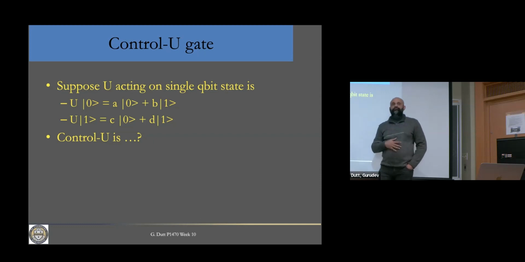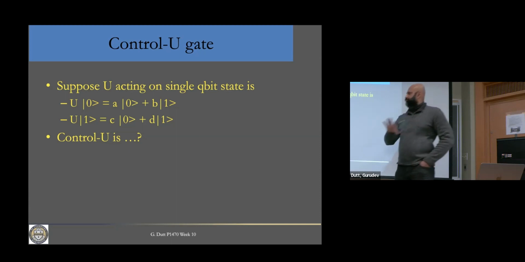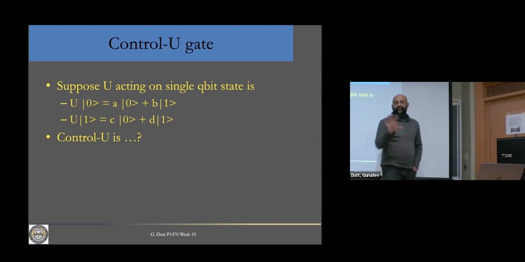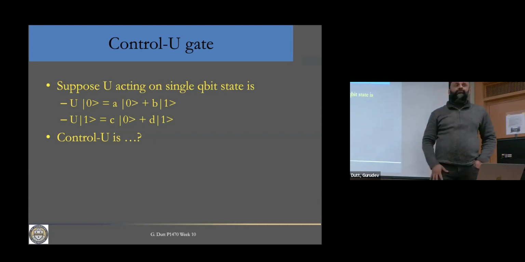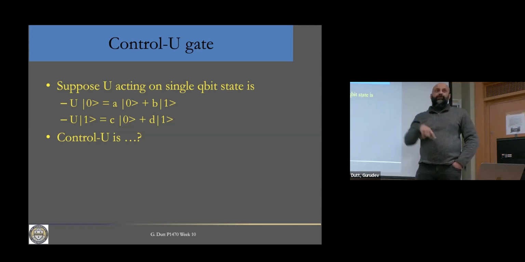Acting on, yeah. I do the same thing we did last time, just like the bottom right. No. Before we go to control U, let's just talk about the matrix for U. Just one qubit, a 2D matrix, a 2 by 2 matrix. What is that? Yes. A, B, C, D. Yeah. A, B column, C, D column.